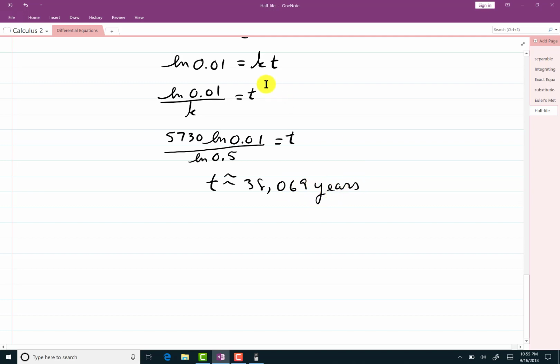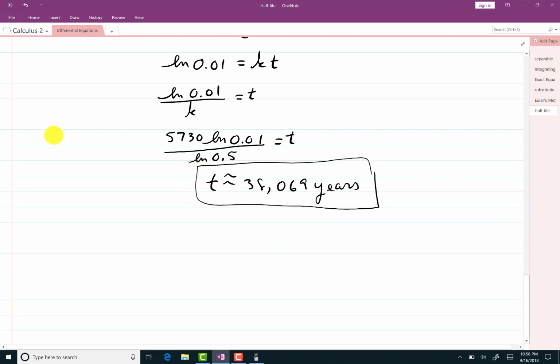I mean, the 5,730 is not absolutely positively exact anyways. And when you're dating such old things, I don't think it matters if you get these down to the day, minutes, and seconds. So there you go. And there is how the process works.